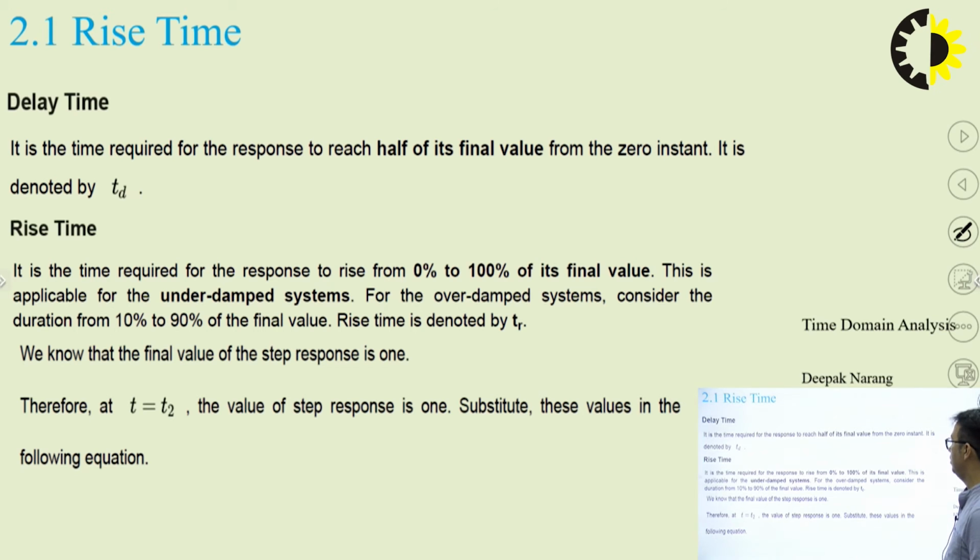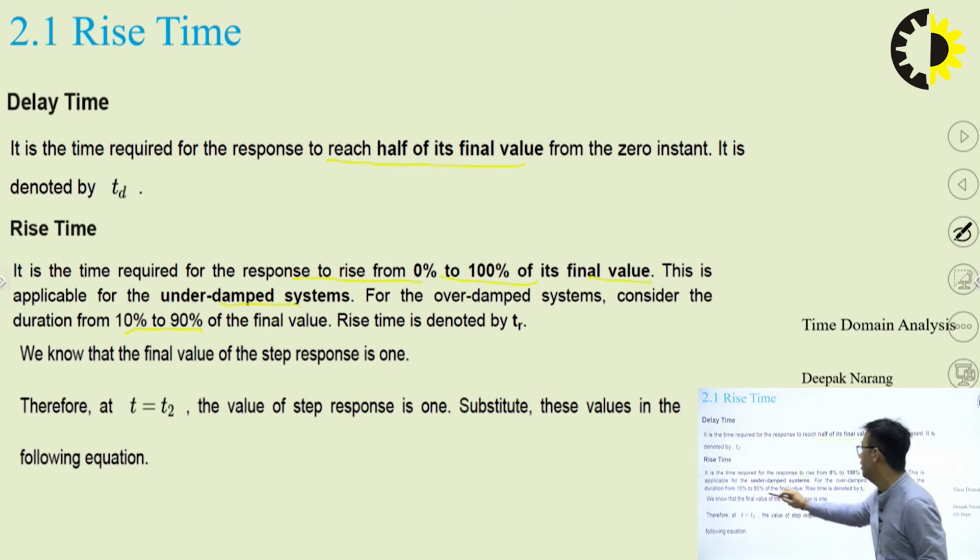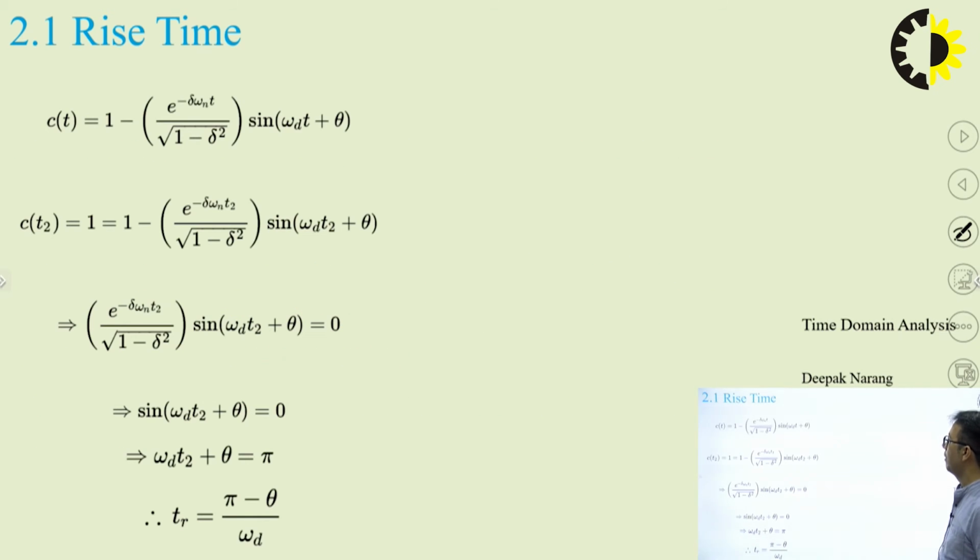First of all, we have already discussed rise time: the response to rise from 0 to 100% of its final value. This is for an underdamped system. For overdamped, it is 10 to 90%. Okay, first of all, we are going to consider rise time.